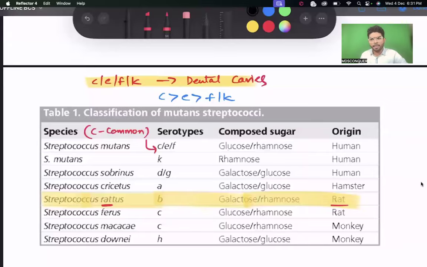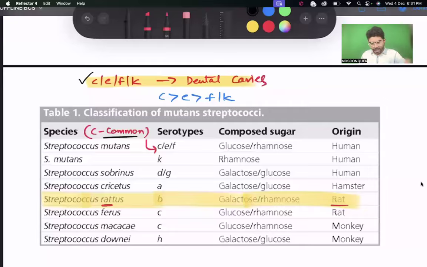So this table is very, very important. The subtypes of Streptococcus mutans which cause dental caries are C, E, F, K. They can ask you the most common serotype. What is your answer? Most common serotype is easy to remember. C for common. So the most common serotype is C, followed by E, followed by F, and followed by K. This is the sequence.